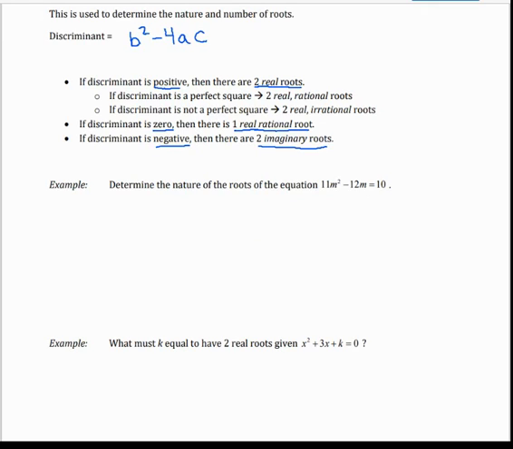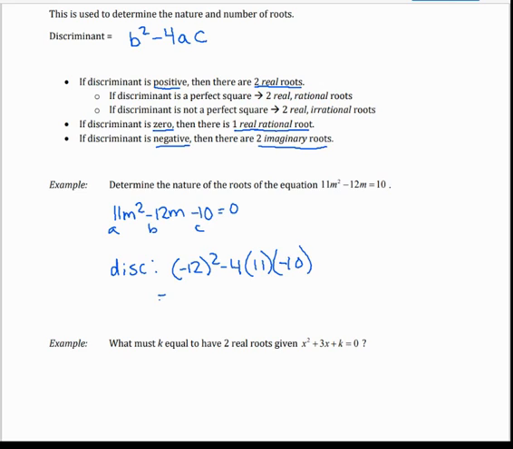So let's look at some examples now that involve the discriminant. So the first one is saying determine the nature of the roots given the equation. Well, if we're going to use the discriminant, it's important that we are in standard form so we can properly identify our A, B, and C values. Now that discriminant is simply that part under the radical again, which is b squared, so negative 12 squared, minus 4ac.